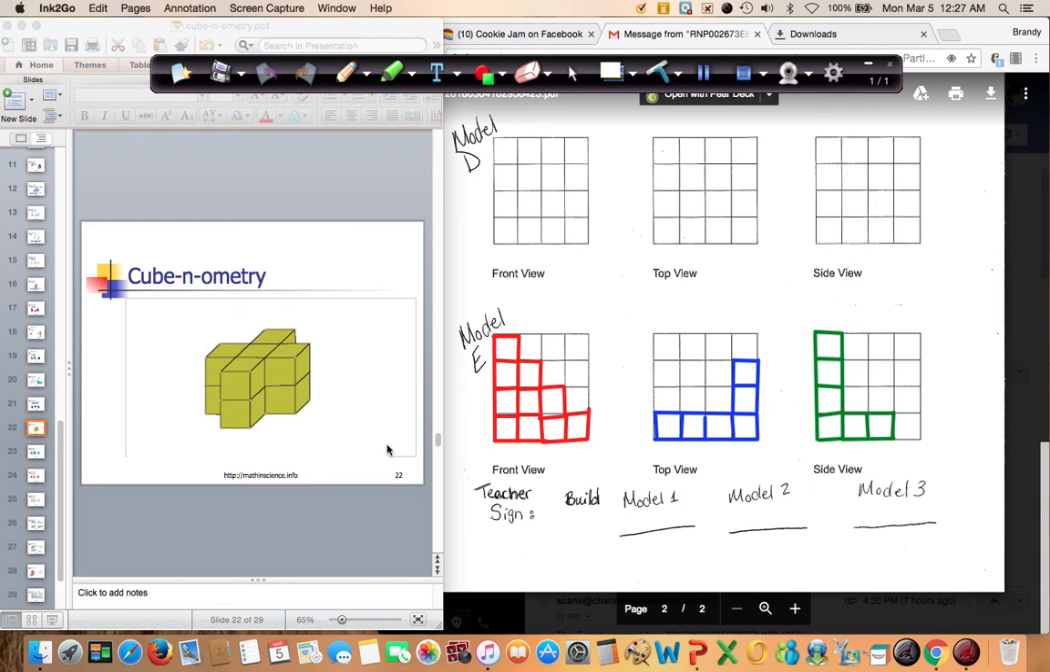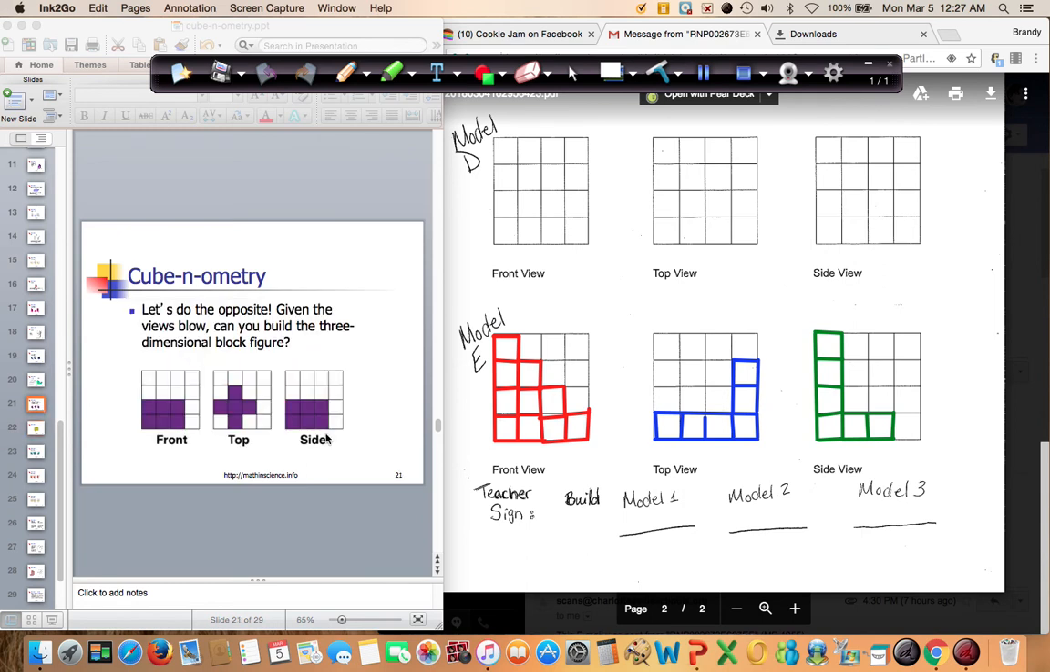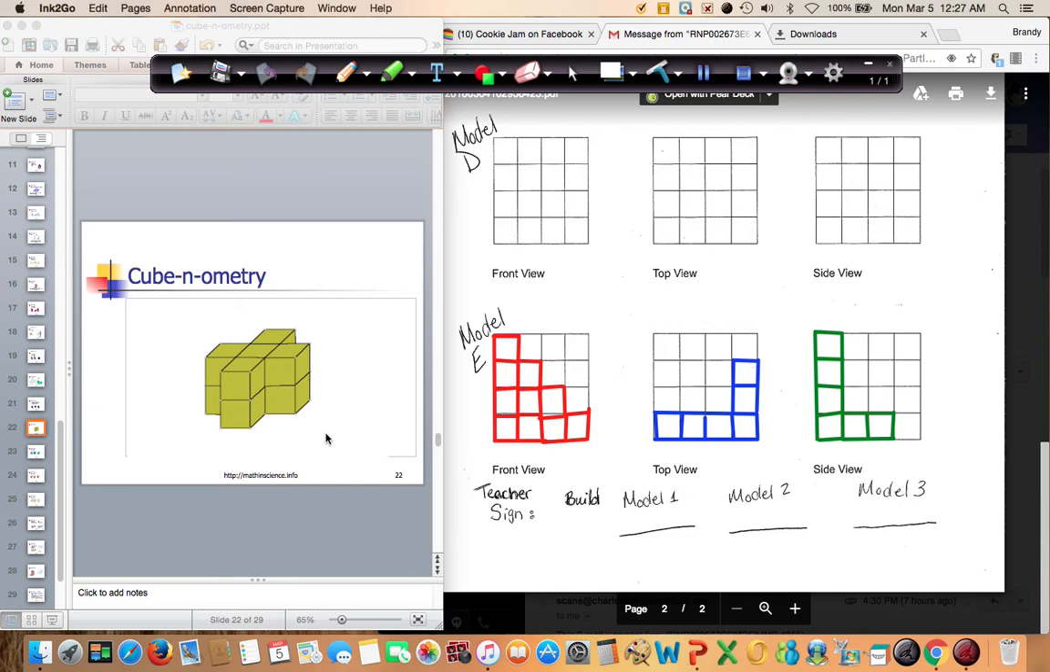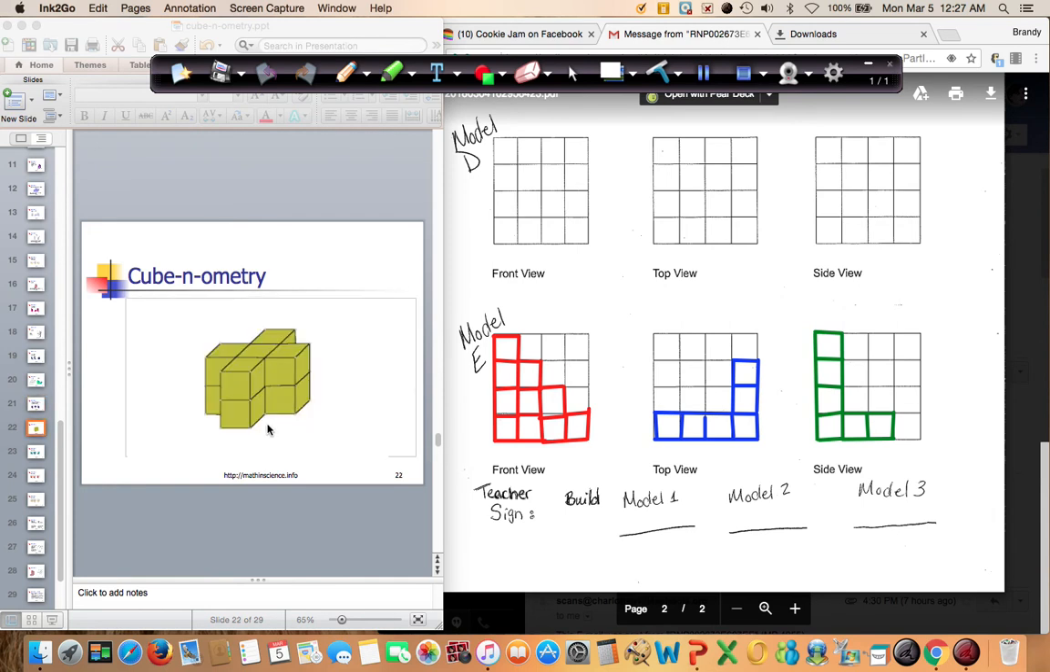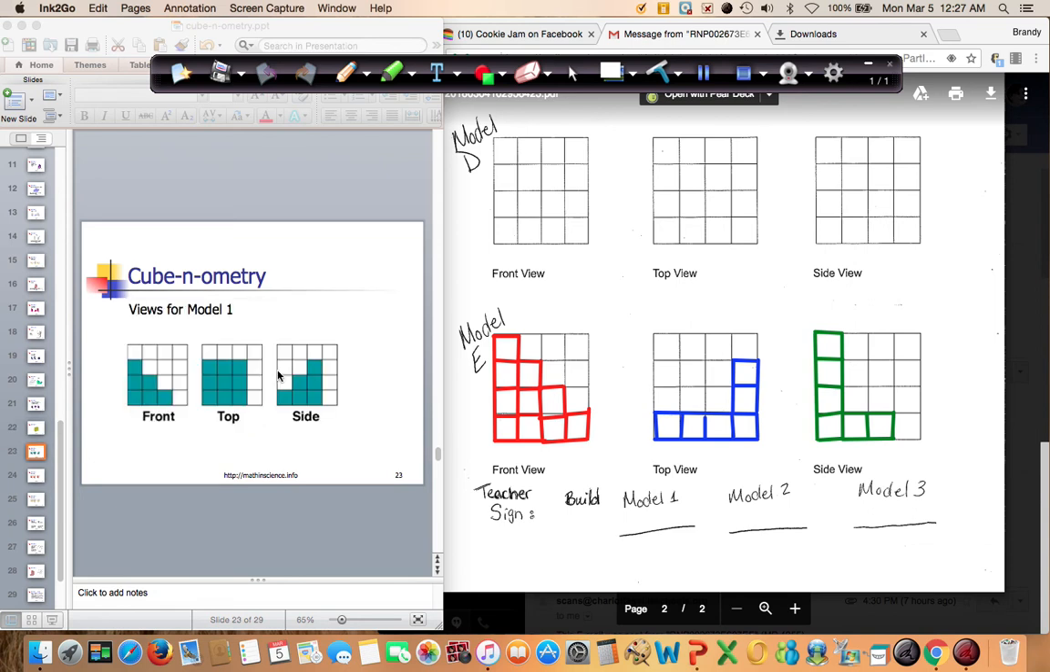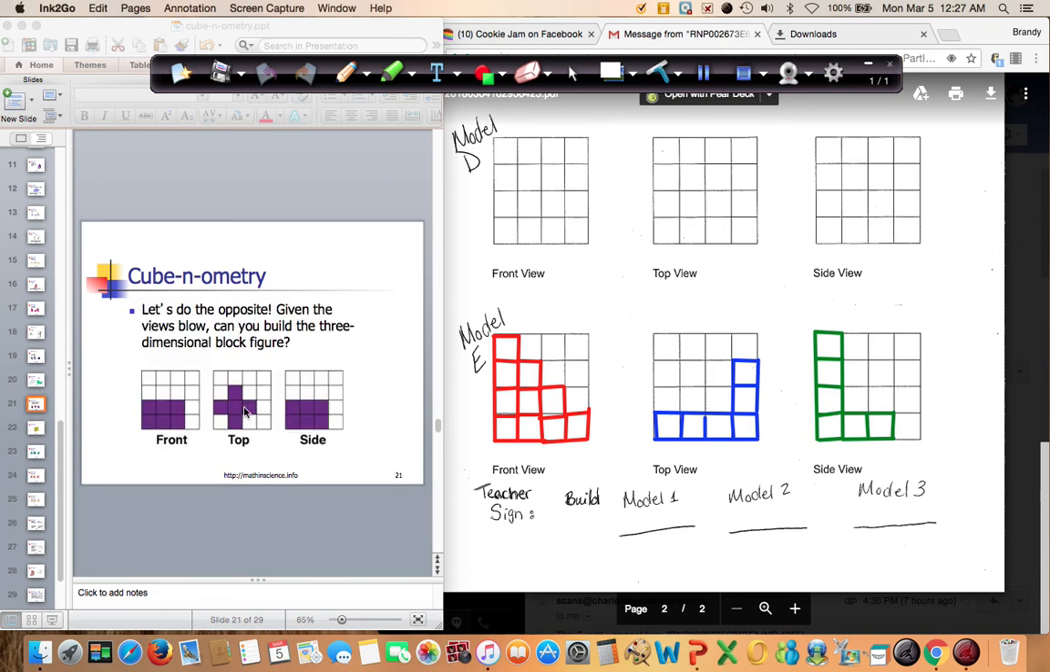Okay? So this picture right here would look like this when you build it. There's your front view, right? You have 2 here, 2 here, and 2 here. There it is, 2, 2, and 2. Your top view would look kind of like a plus sign. You have 3 and 3. Oops, wrong way. There it is. And so we have a 3 by 3.